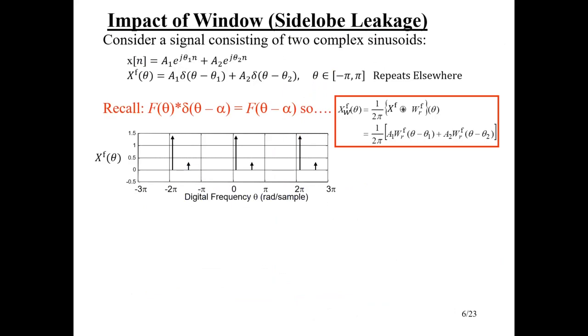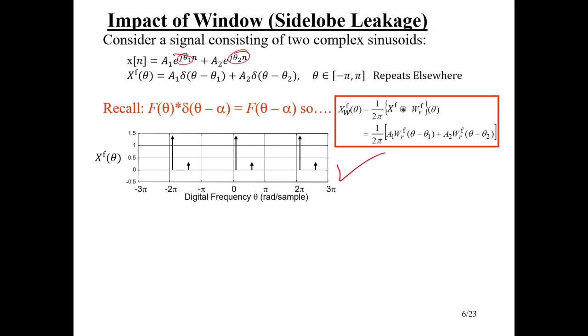Let's look at the impact of this. And here I do use the word leakage because that kind of makes sense in this scenario. So we're going to look at two complex sinusoids, not because we're particularly interested in complex sinusoids, it's just a little easier to visualize what's going on. So we've got an e to the j theta 1 n and an e to the j theta 2 n. You look on your DTFT table and you'll find that they go to delta functions, and the delta functions are located at the frequency of each sinusoid. So it looks like this down here.